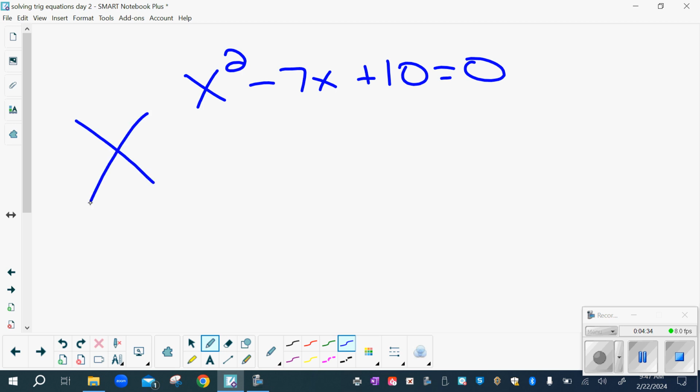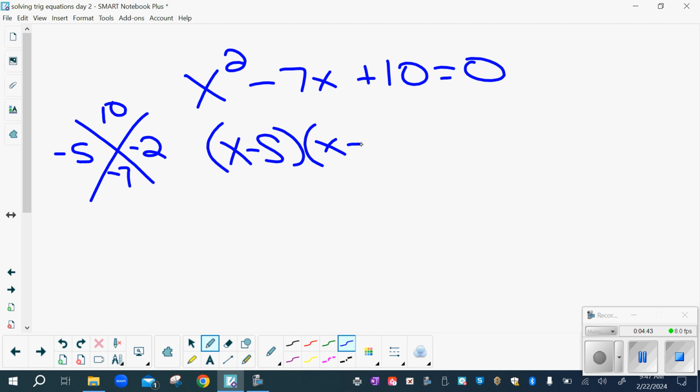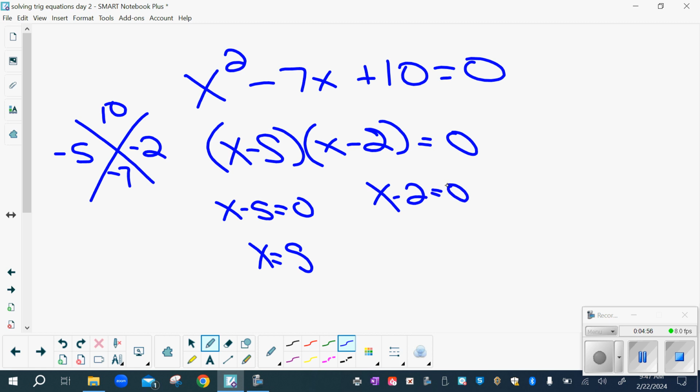You know how to do this, right? Factors of 10 that make -7. How about -5 and -2? X minus 5, x minus 2. Nice and easy. X minus 5 equals 0. That's how we really did it. So x equals 5. X minus 2 equals 0. X equals 2. Yes.